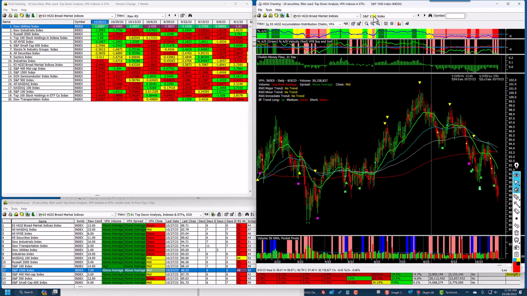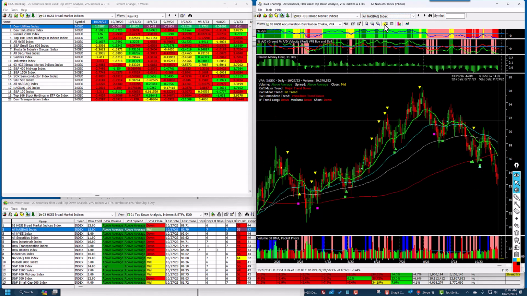Now, this is the S&P 1500. If I go to the Nasdaq, you can see there was some accumulation coming in here on these bars, but it's been all distribution going out.